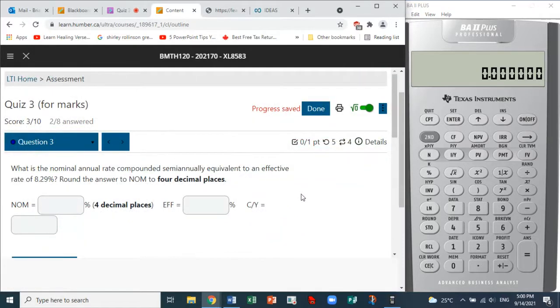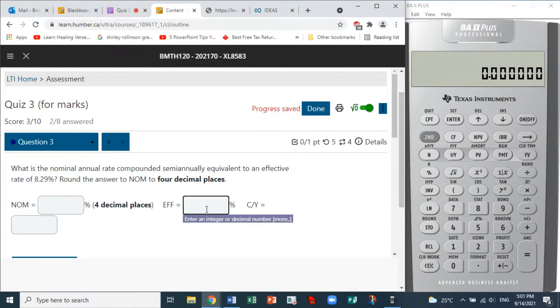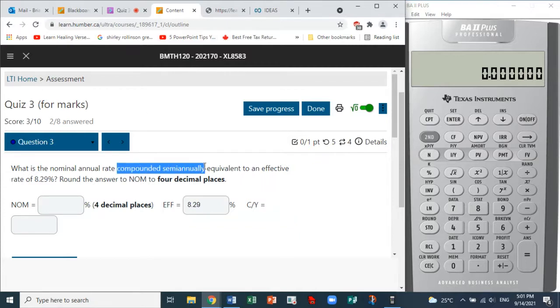Okay, question number 3. What is the nominal annual rate compounded semi-annually equivalent to an effective rate of 8.29? Okay, this one we really don't need to do much. We just enter the numbers. We're given the effective. The effective is 8.29, correct? So we just enter it right here, 8.29. All right, this is compounded semi-annually. So what does that mean? Well, it means that CY is 2, and the nominal is what we need to compute.